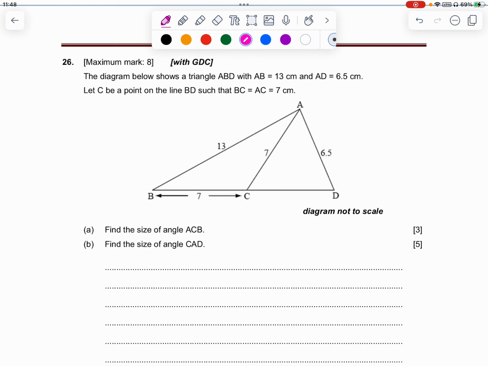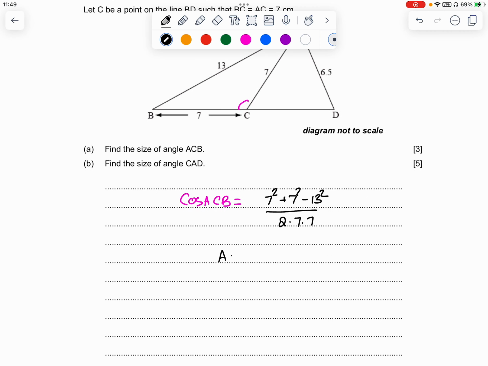Question number 26. The diagram below shows a triangle ABD with AB equals 13 centimeters, AD equals 6.5 centimeters. The point C on the line BD is such that BC equals AC equals 7. Find the size of angle ACB. This particular angle he is asking us to find. So cosine ACB equals 7 square plus 7 square minus 13 square divided by 2 times 7 times 7. From here, I'll be getting the value of ACB is 136 degrees.